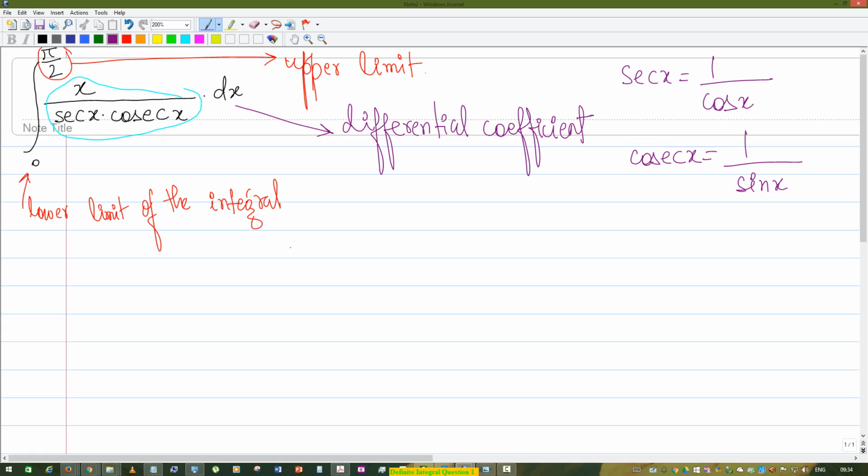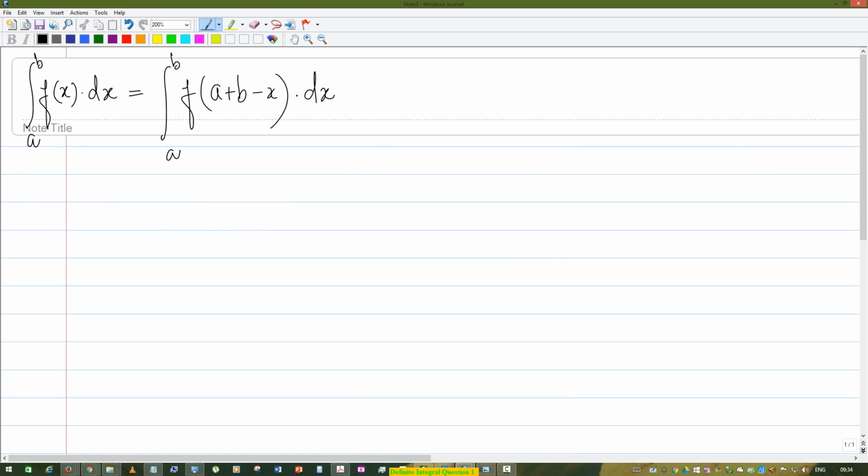So before we get into solving this definite integral question, we need to be through with one very important property of definite integral, which says that if there is any expression f of x dx and we are calculating its integral wherein the lower limit is a and the upper limit is b, this is equivalent to saying the integral of f of a plus b minus x dx wherein the lower limit is a and the upper limit is b.